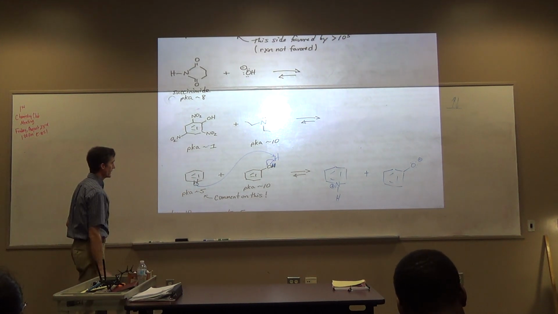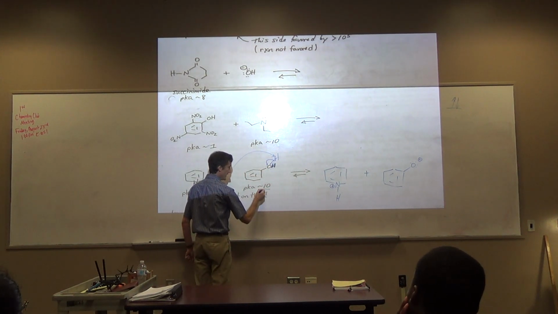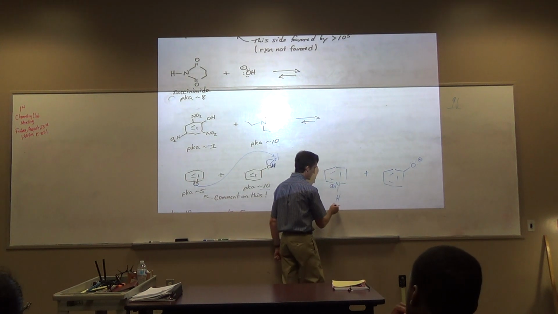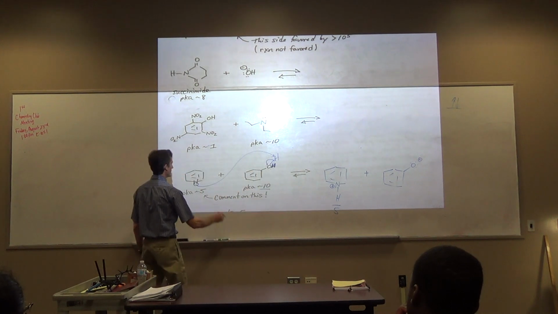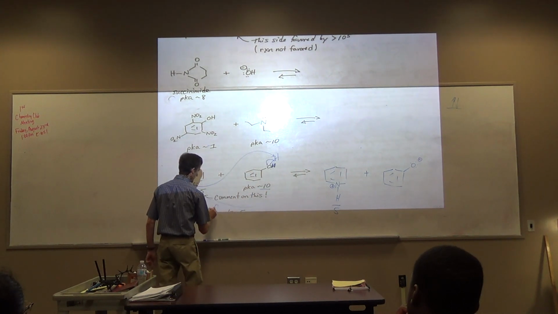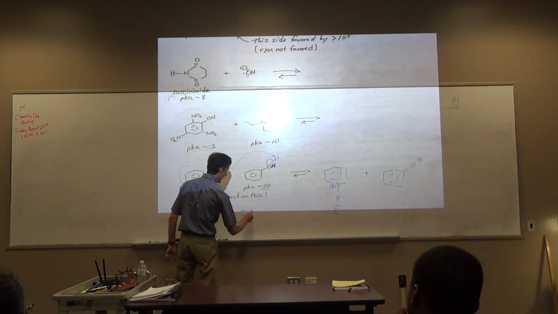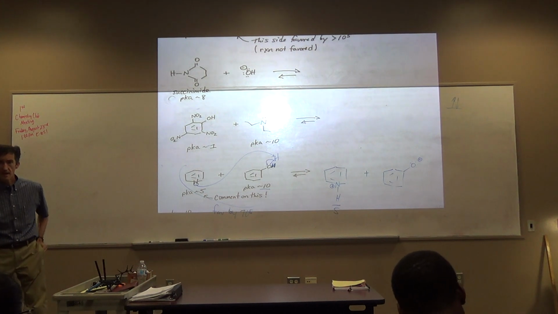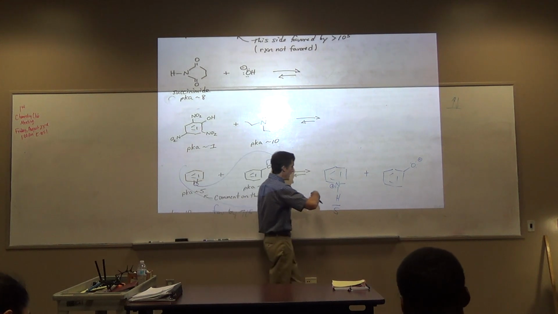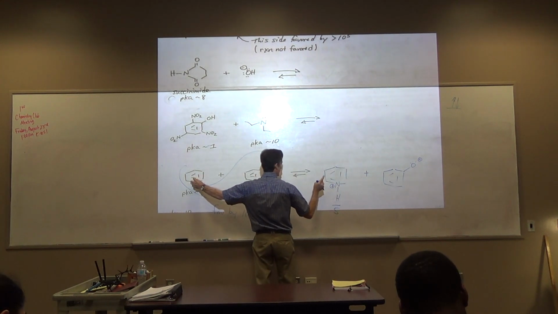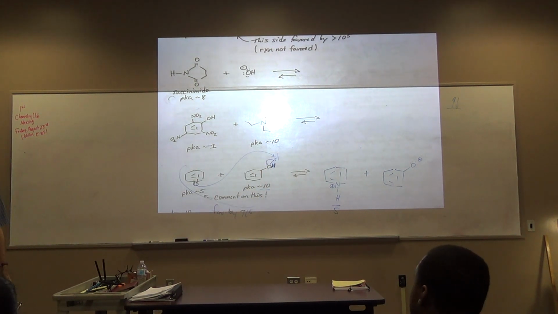Which side is favored? What's the acid over here? The thing with the H. 10. What's the acid over here? The thing with the H. What's its pKa? 5. Which side's favored? 10 or 5? 10. This side's favored. By how much? Favored by 10 to the 5. 100,000. At equilibrium, you have 100,000 of these type molecules and only one of these. That is 100,000 of these and only one is protonated. Only one out of 100,000. That's very minimal, right?